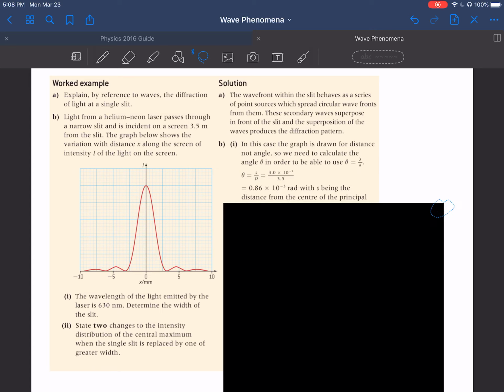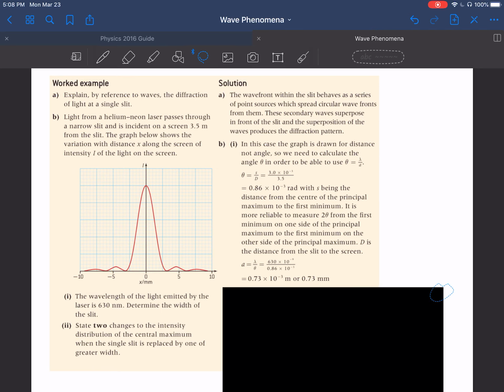So what you're going to use is our fundamental relationship, theta equals lambda over b. But you'll notice that this particular graph, you're not given theta directly. So x is the distance along the screen. That means you need to go and find theta. So to find our appropriate theta, we're going to take our distance along the screen to that primary minimum right here. And we're going to say that that is about equal to 3 millimeters.